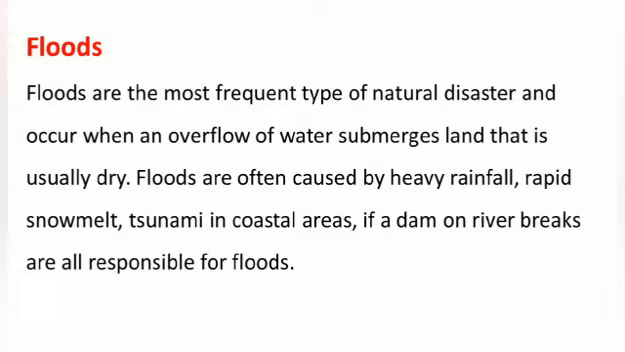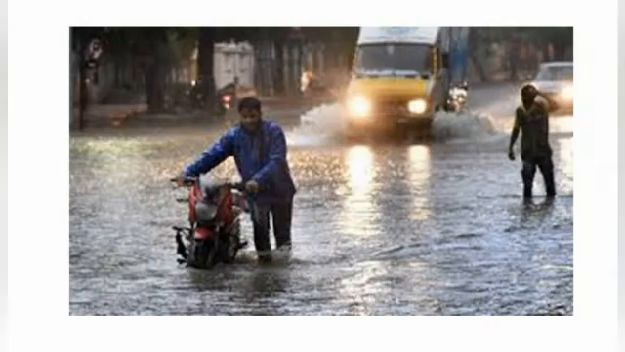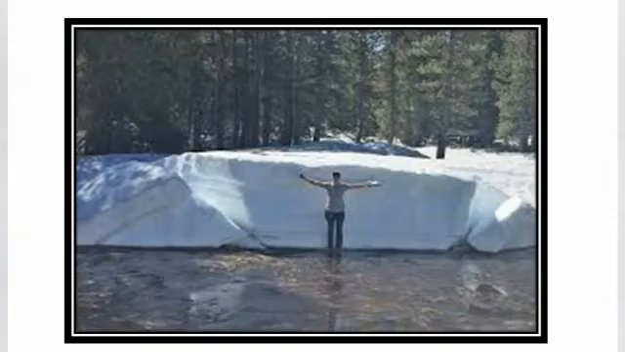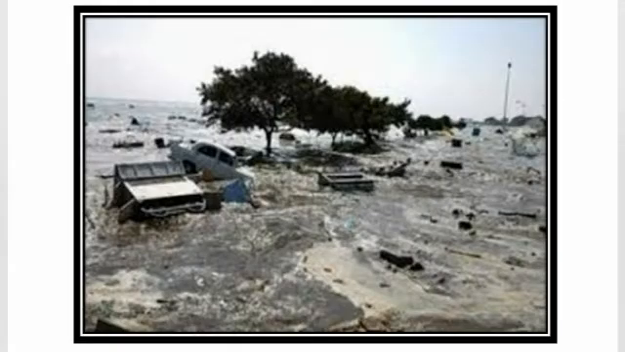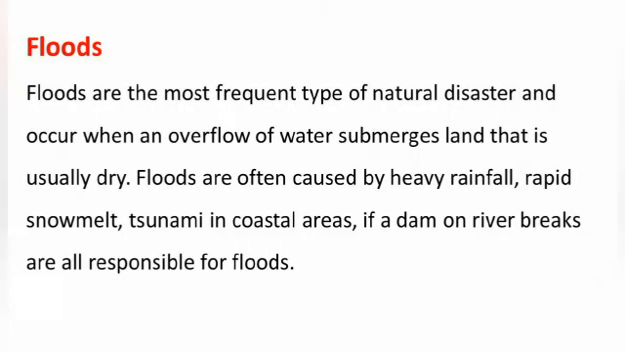They are the most frequent type of natural disaster and occur when an overflow of water submerges land that is usually dry. Floods are often caused by heavy rainfall. Apart from rainfall, rapid snow melts, tsunami in coastal areas, or sometimes even a dam on a river breaking. All these reasons are responsible for floods, but the major reason is definitely heavy rainfall. So during floods, rather than panicking, it's better to be calm and take necessary actions in order to be alert and to save lives.